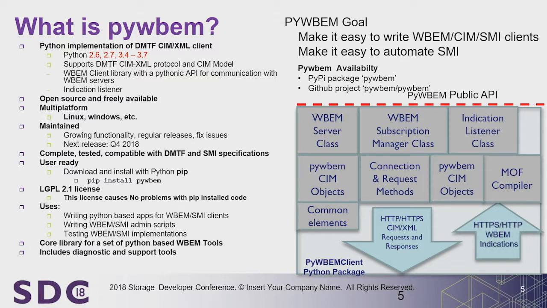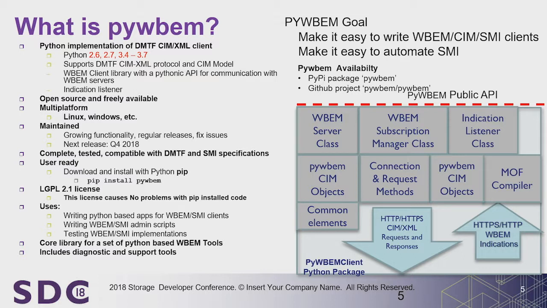What was our goal in this? We backed into this. We want to make it easy to write clients for WBEM, CIM, and particularly for SMI. Okay? And I think it took a long time to come up with that one sentence as a goal. In fact, I finished it about an hour ago.